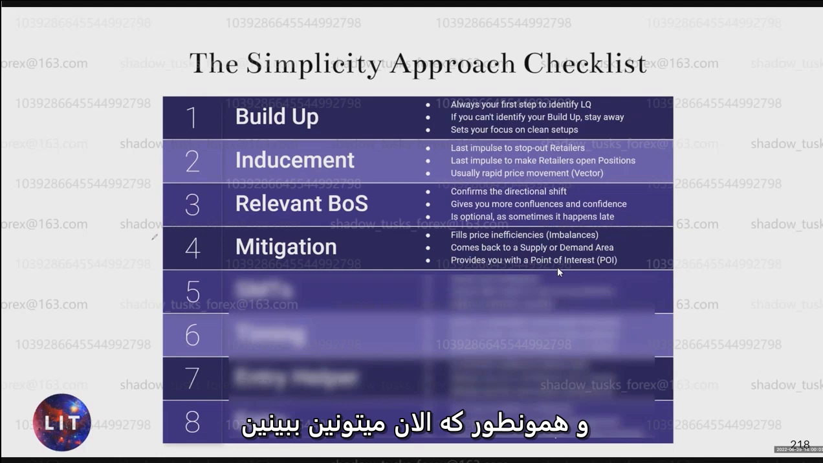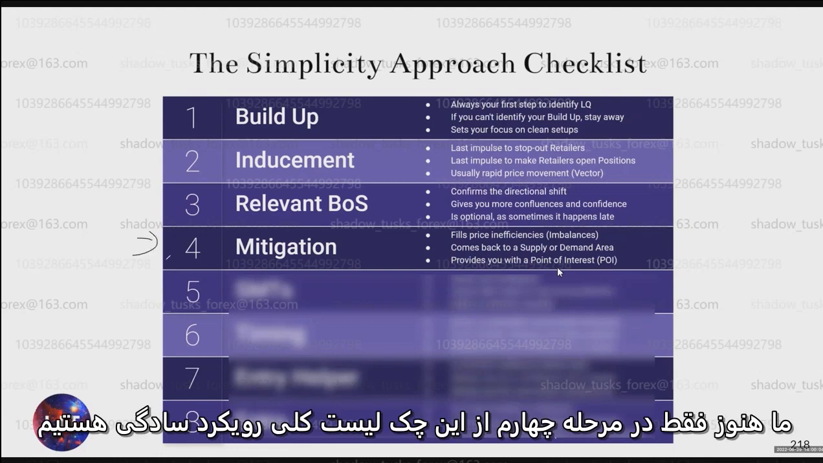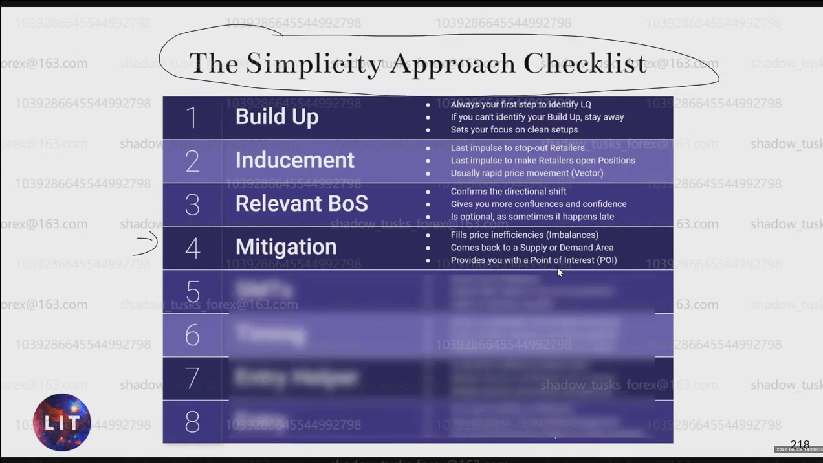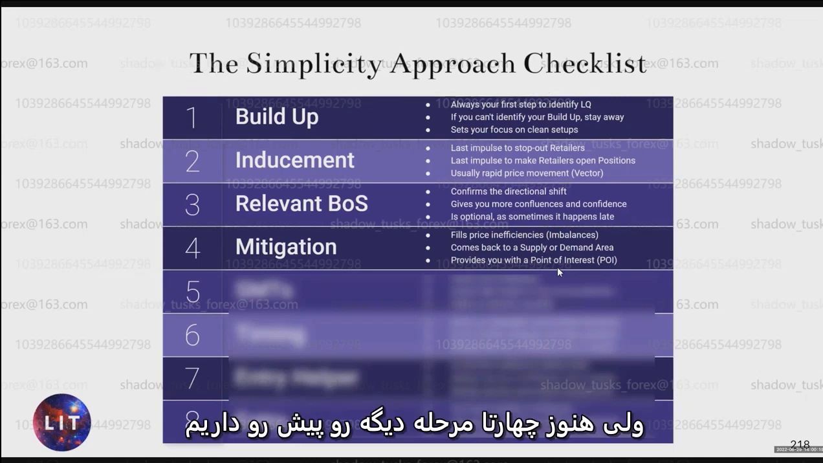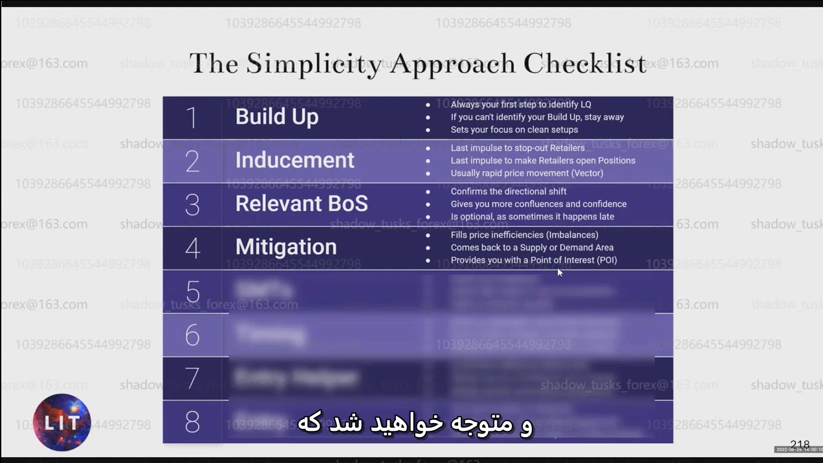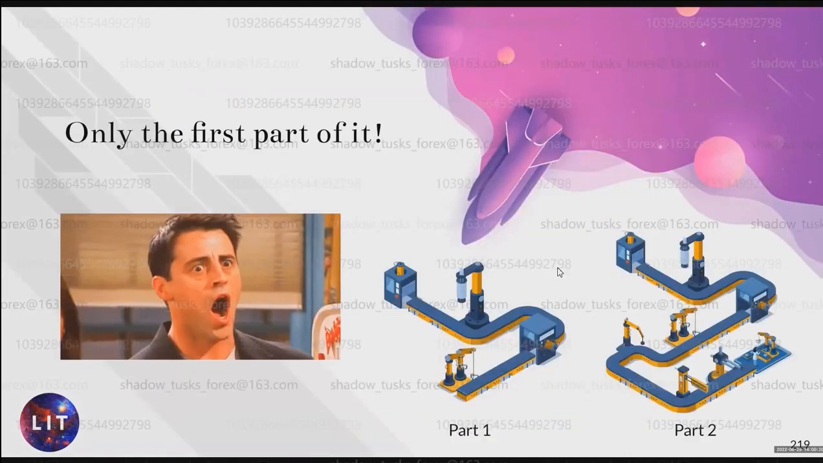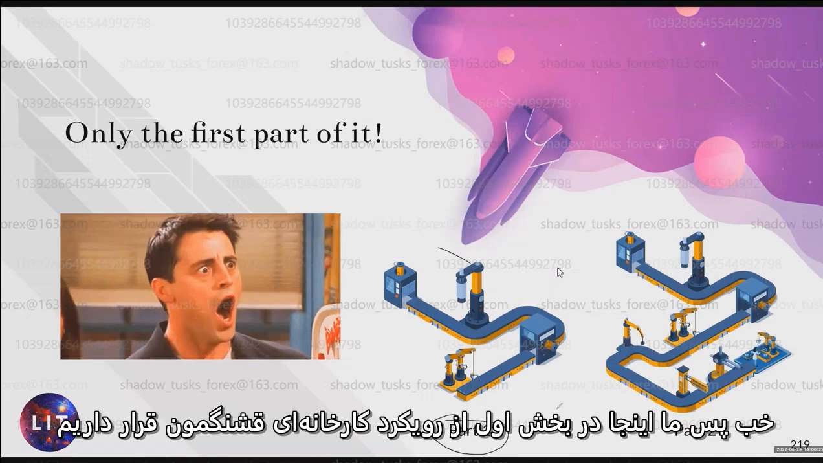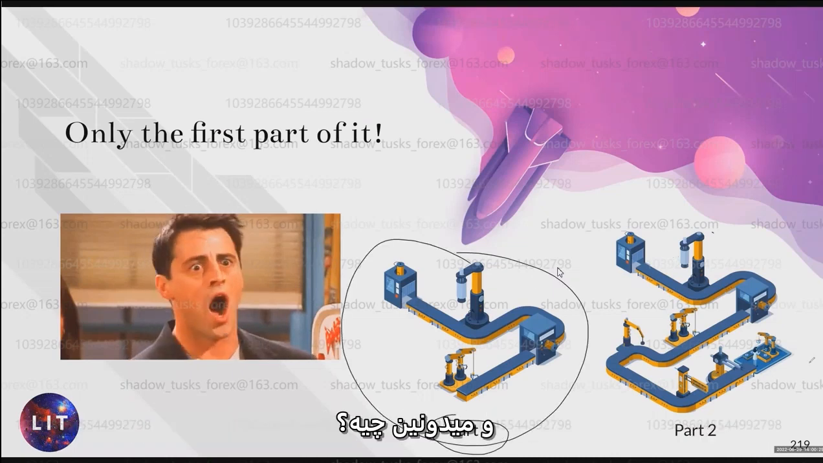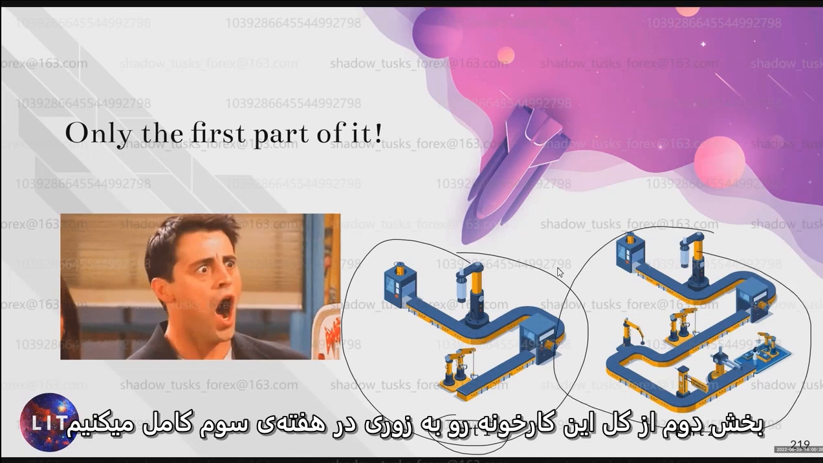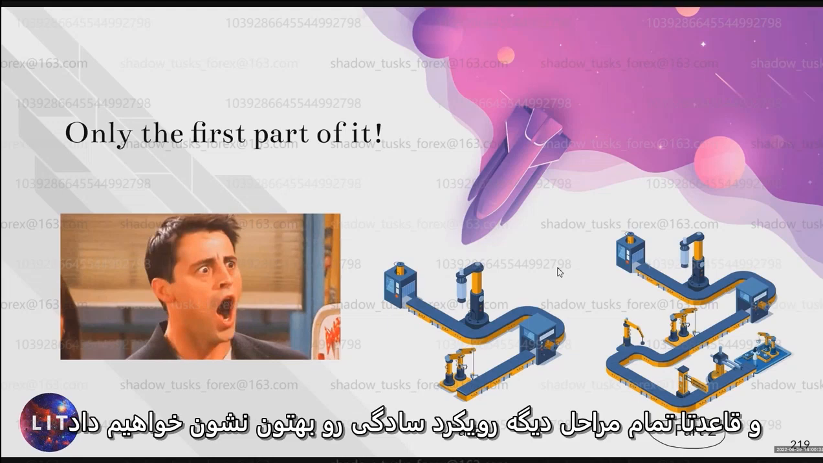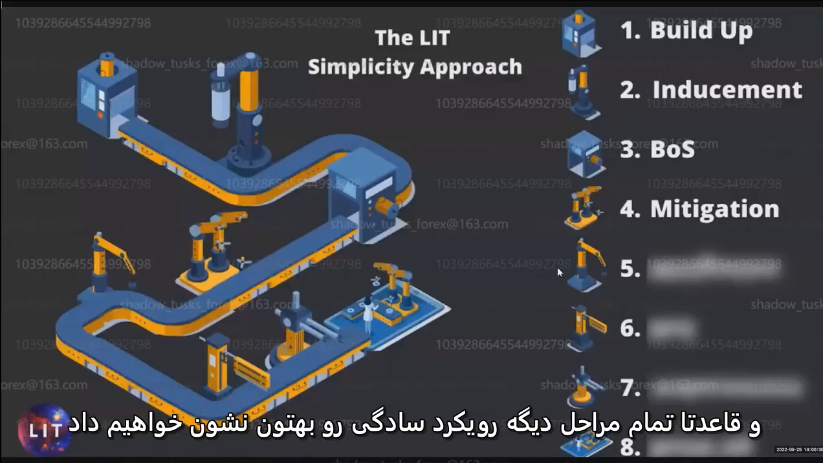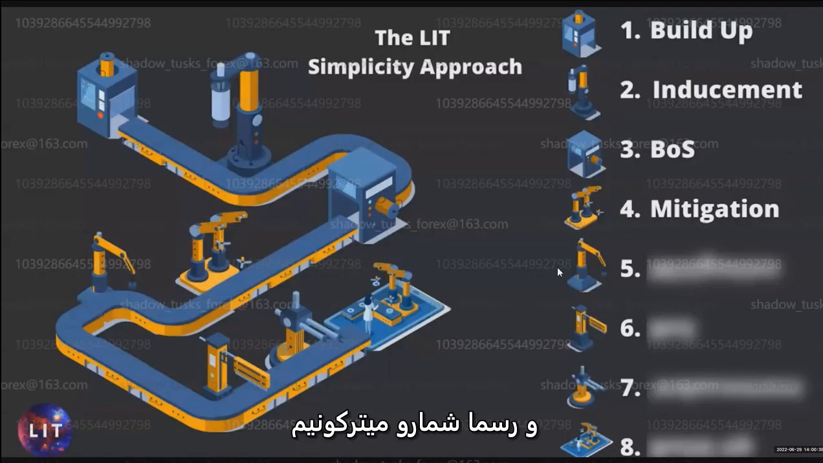And as you can already see, we are only at stage 4 of the overall simplicity approach checklist. So it already seems pretty damn good, but we still have another 4 steps to go. And you will realize it's only the first part of it. How crazy is that, right? So we write here part 1 of our beautiful factory approach. And guess what? We will complete the whole factory very soon in part 2 in week 3. And of course, we'll show you all the other steps to the simplicity approach, and you will absolutely be blown away.